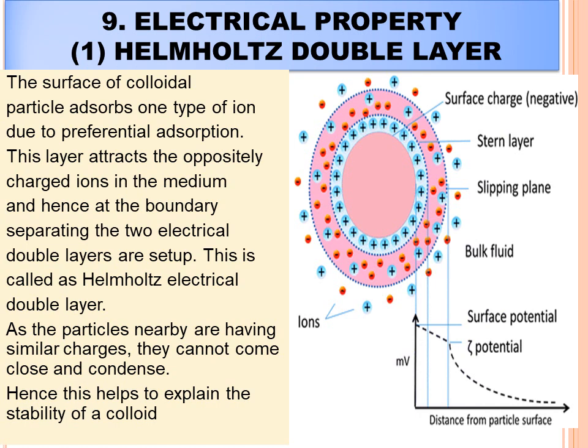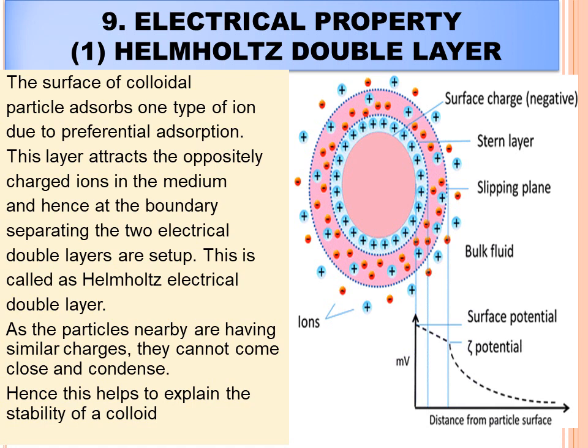The next property is the electrical property. You will have three properties under this. The first one is the Helmholtz double layer. See the central sphere, the pink colored sphere in the picture, that is your colloidal particle. It may be positively or negatively charged. Here, you have to consider it as a negatively charged particle.